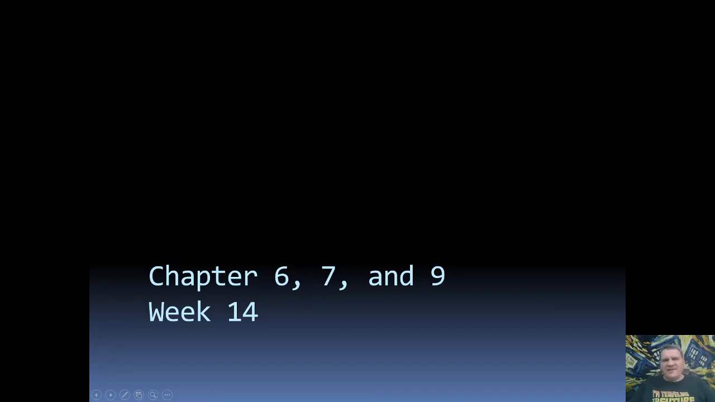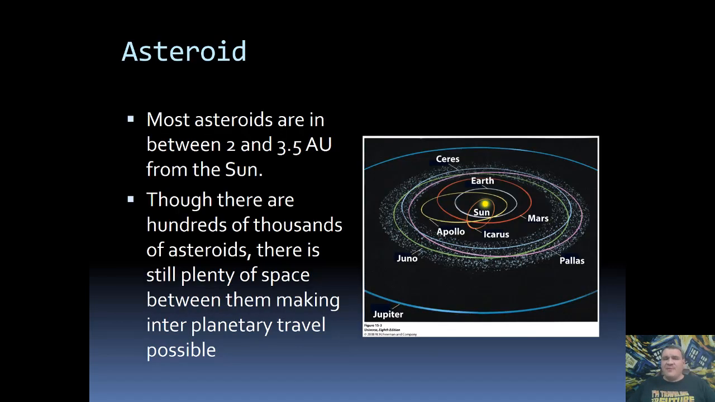There are a few more things that I'd like to discuss about the solar system. So we now understand how it formed and when it formed, but there are a few other things. For example, the asteroid belt. The asteroid belt is located between Mars and Jupiter, between about 2 and 3.5 AU from the Sun.